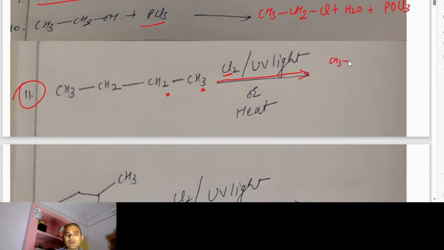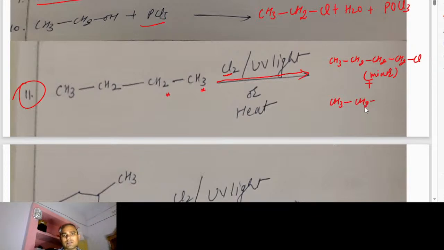So the first product is CH3 CH2 CH2 CH2Cl, plus the side product HCl, obviously HCl will be there. This is the minor product, student, because after ionization it will give a 1 degree carbocation. So it is less stable compared to this one.